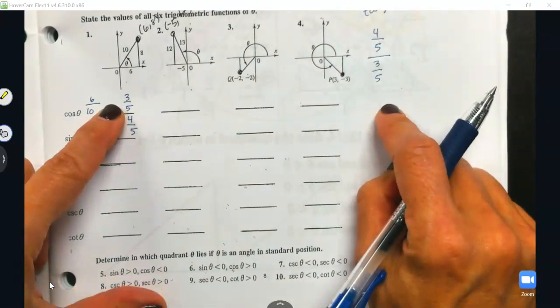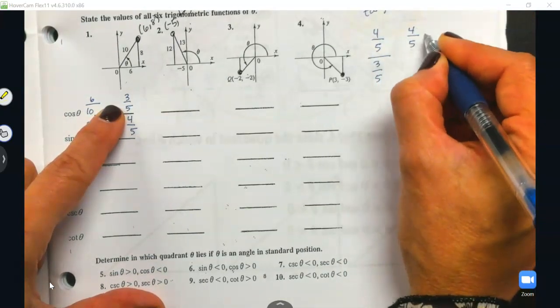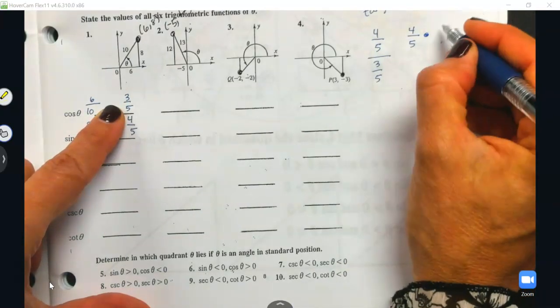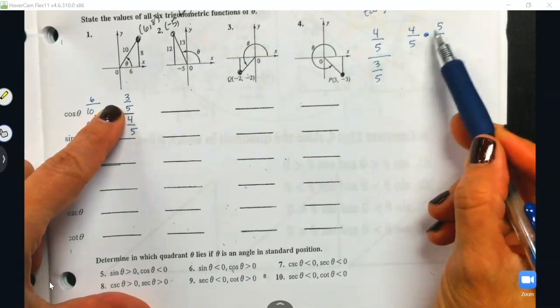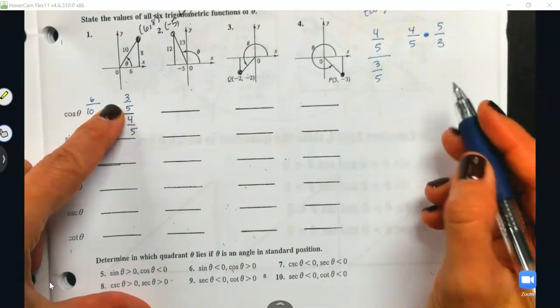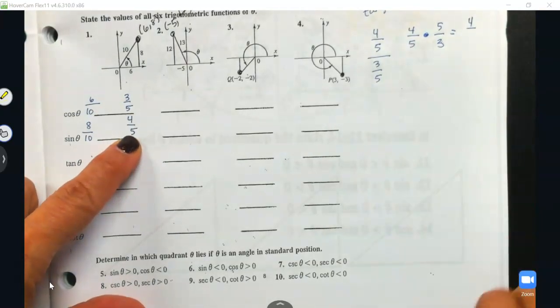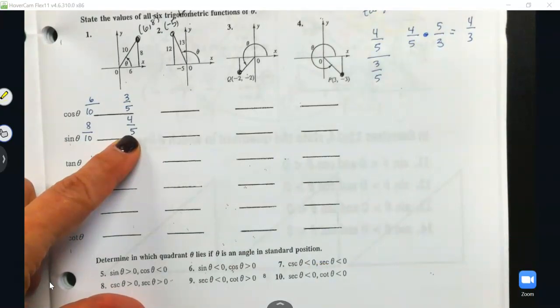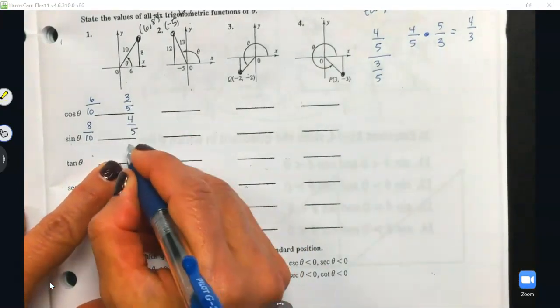Remember, when you divide fractions, it's keep, change, flip. You always multiply by the reciprocal. What happens with these 5s? They cancel. So it's literally the sine value on top and the cosine value on the bottom. Sine over cosine. So tangent is 4 over 3.